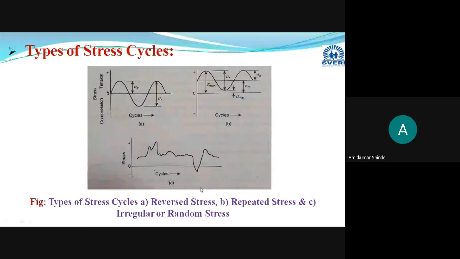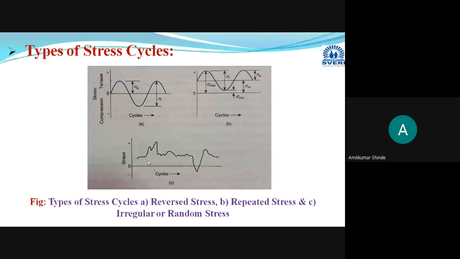And third, the mean stress value is irregular here. That's why it is termed as an irregular or random stress cycle. Stress may be of tensile nature, or it may be of compression nature. So these three types of stress cycles may be there.